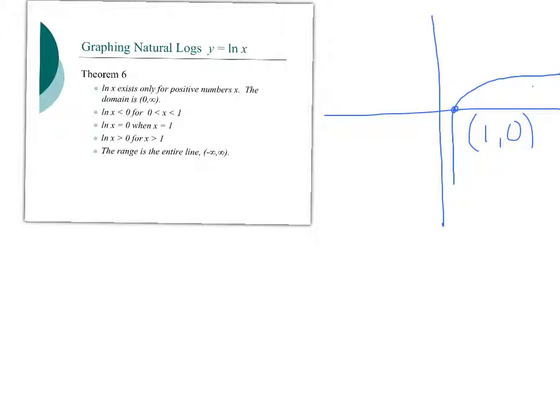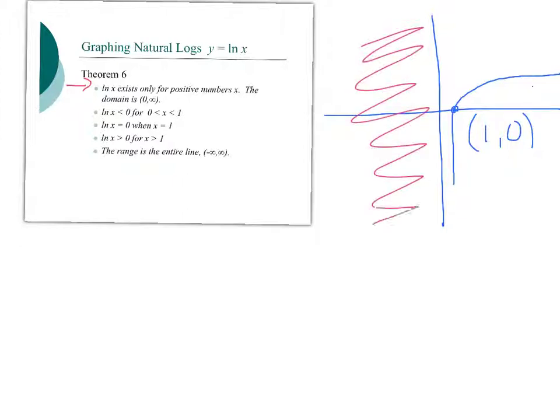On theorem 6 we have a couple different properties. The first one is that the natural log of x exists only for positive numbers of x. So you'll never get anything over on this side of the graph for the natural log of x. So the domain is 0, infinity. This line x equals 0 is our asymptote.